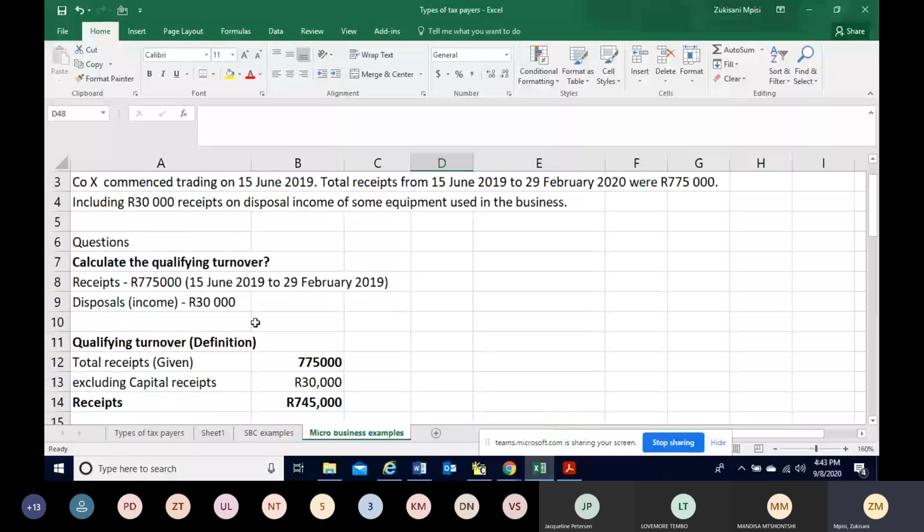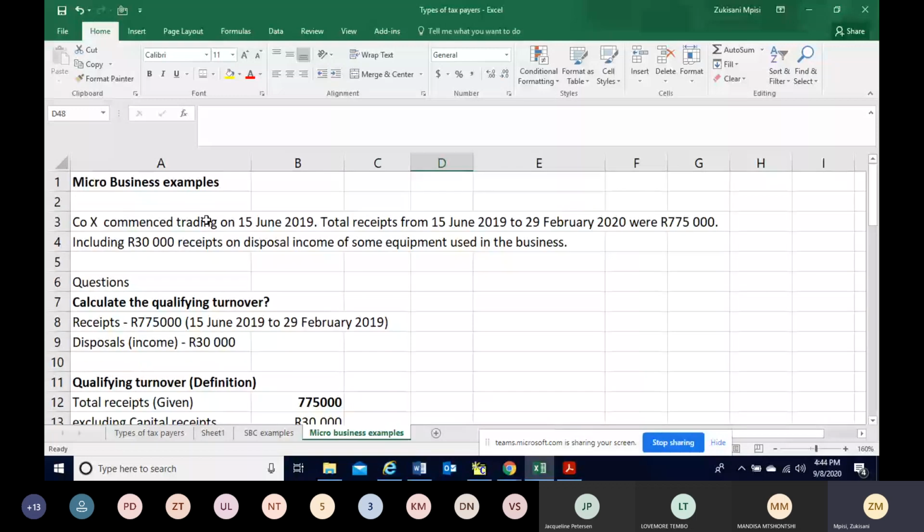Before we proceed and move on, there are a couple of other things that I would love us to quickly look at in chapter 8 of your textbook, on who qualifies as a person to be a micro business and who does not qualify. So we're going back to this.